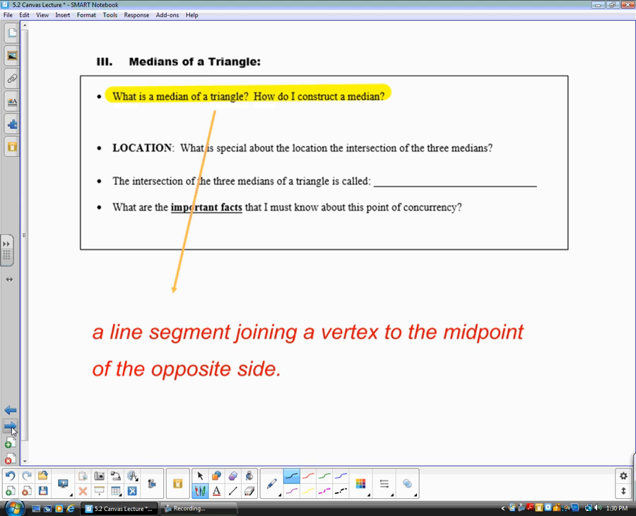So for example, if you have a triangle, you're going to find the midpoint of the side, and then you're going to connect the vertex that's opposite of that point to the midpoint, and that is going to create your median. Your median does not have to be perpendicular because this is not a perpendicular bisector like we talked about yesterday. A median is just going to go from the vertex to the midpoint of the opposite side.